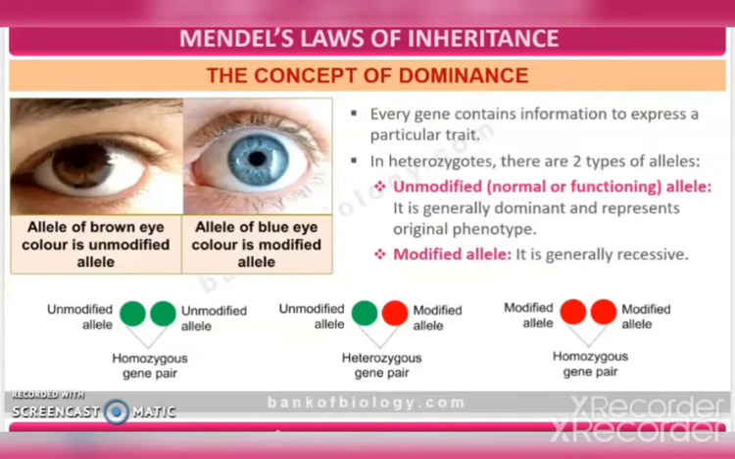Now, there are two copies of this gene, and two allelic forms. A gene will have two copies, right? One is from the father, one is from the mother. So there will be two allelic forms. Let us just assume that the normal allele, the unmodified or functioning allele, is needed for the transformation of a substrate.